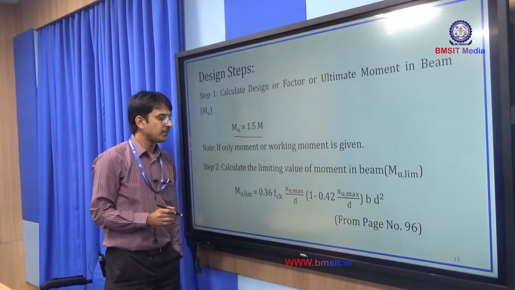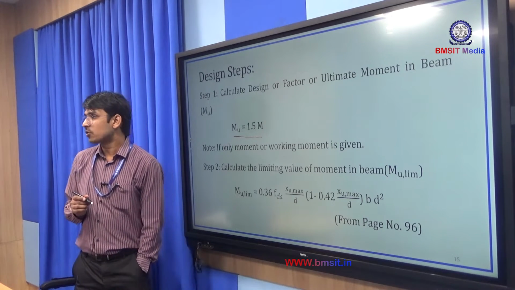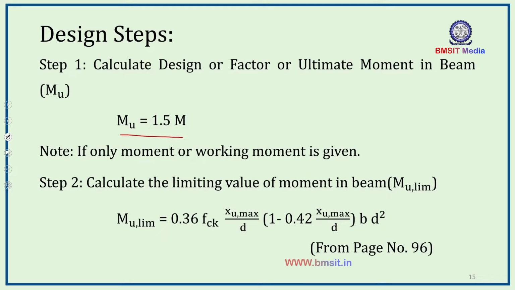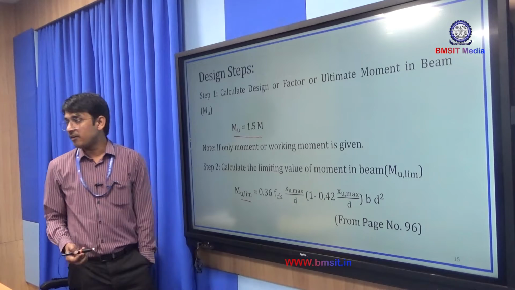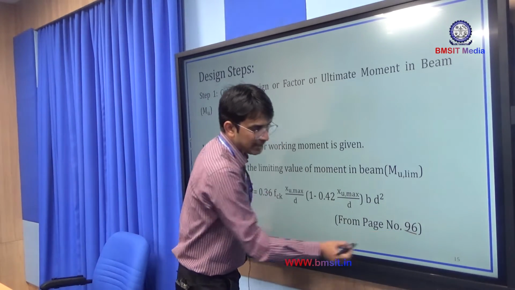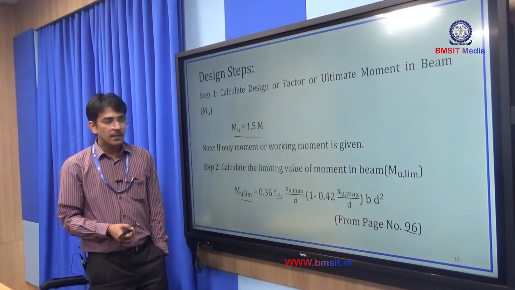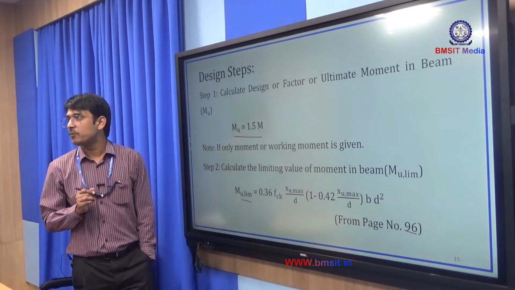In the second step, we have to calculate the limiting moment of resistance. So what is the limiting moment? Moment of resistance means Mu limiting. For that we have this formula, which is at page number 96 of the code. So from there we can use this formula, and by using this formula we will calculate the Mu limiting.